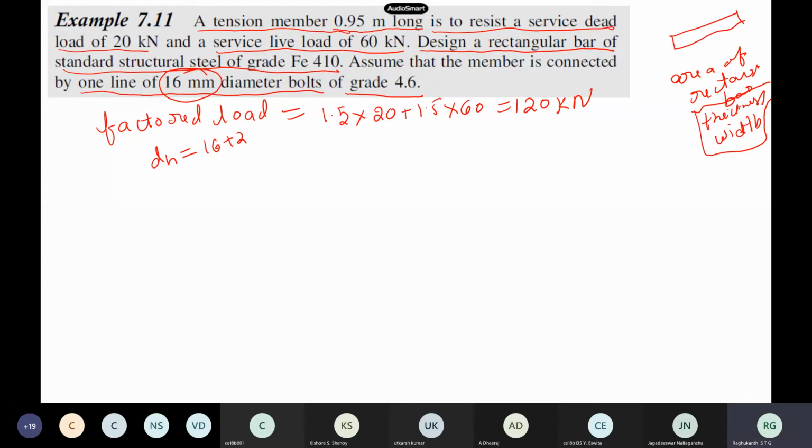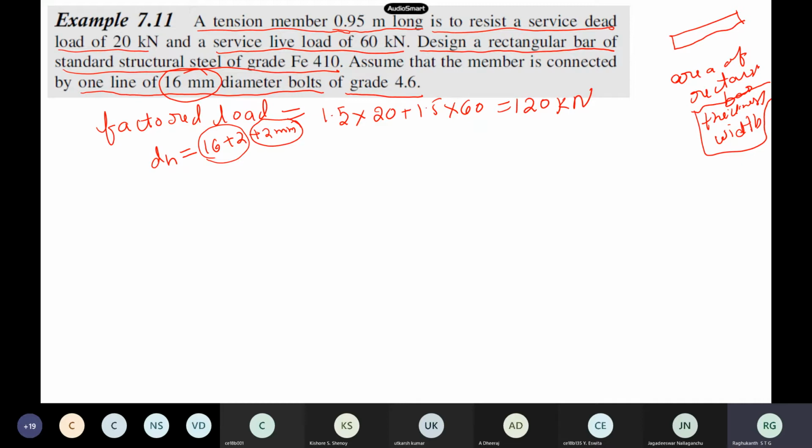You remember last class we told K1, K2, K3, K4. So K2, you have to add an extra 2 mm if it is a punched hole. If it is a drilled hole, then 16 plus 2 itself is sufficient. If nothing is mentioned, please write down that you can take a punched hole or a drilled hole. Both are fine, but you have to mention it.